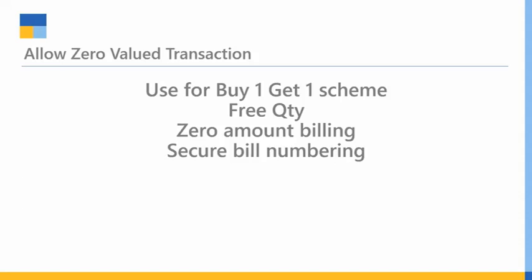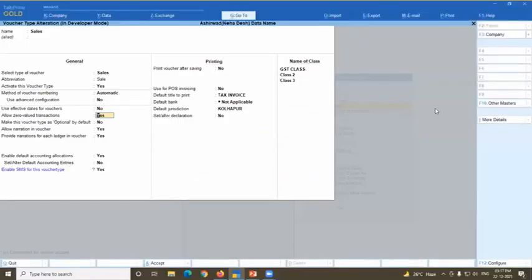And suppose you are not taking that free quantity inwarded or outwarded in your books, then your physical stock will not match with your actual Tally stock. So here you can use this feature, just put your quantity, rate blank, amount blank. So this is the best feature given by Tally Prime for zero value transactions.